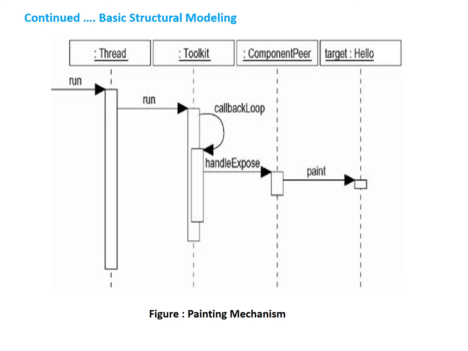You can model the ordering of events using a sequence diagram as shown in this figure. Here, the sequence begins by running the thread object, which in turn calls the toolkit's run operation. The toolkit object calls one of its own operations callback loop, which then calls the component peer's handle expose operation. The component peer object then calls the target's paint operation.